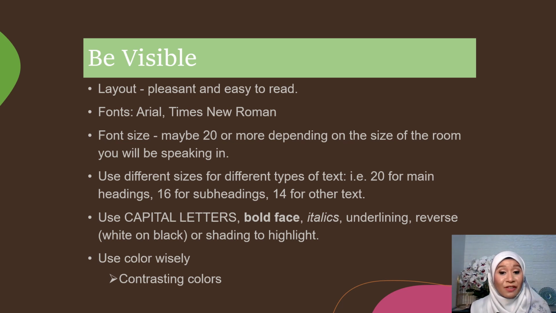So use different sizes for different types. For example, 20 for the main heading, 16 for the subheading, and 14 for the other information. You can also use capital letters, bold face, italics, underlining, reverse, black and white, or shading to highlight. And in using capital letters, please do not use capital letters for the main points that you are giving. This would end up with the audience reading it in a different manner. So the appropriate way is to have capital letters for the subheading, and the rest would use normal letters.